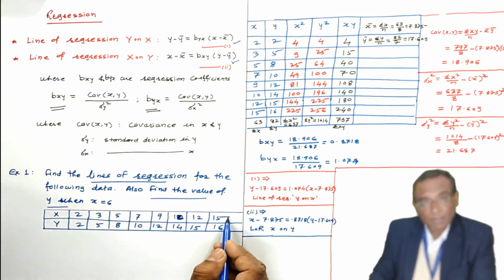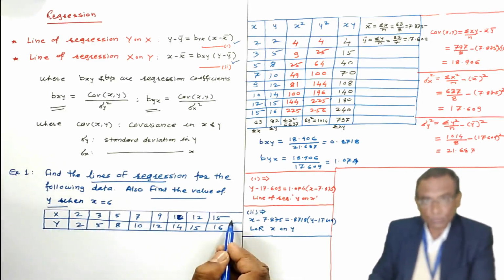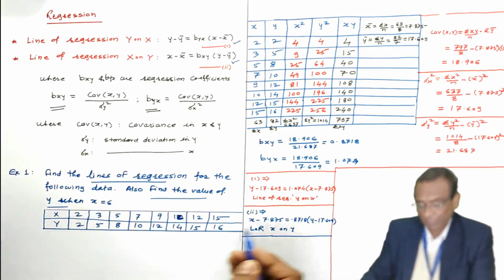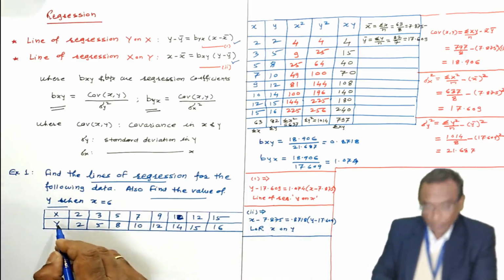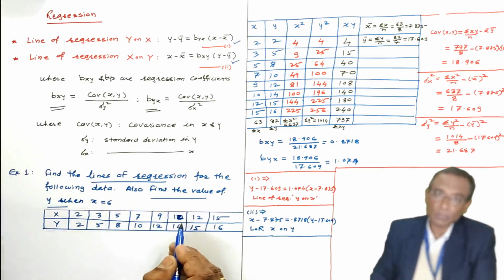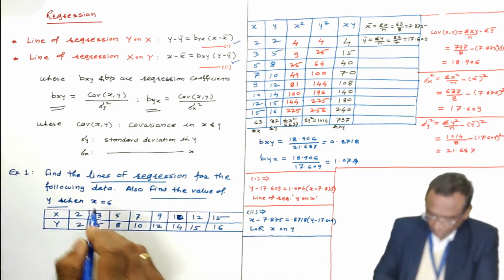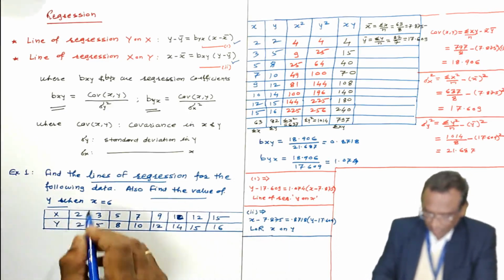For x equal to 17, the value of y is not known to you. For x equal to 18, the value of y is not known to you. But you can find the values of y for the values of x which are not present in the table. So in this problem, find the value of y when x equal to 6.